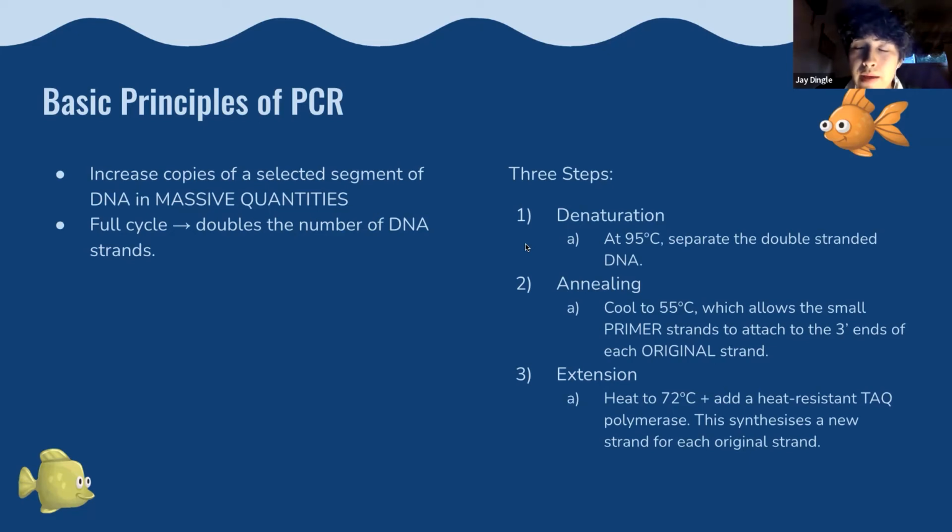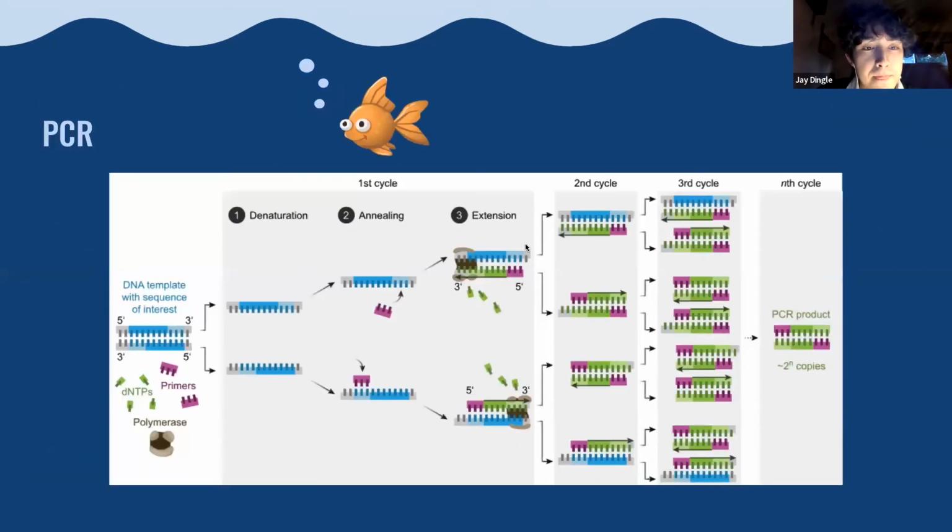We then have a process called extension where we reheat it up to 72 degrees, as well as adding a heat-resistant polymerase known as TAQ, and this helps to synthesize a new strand for each individual strand. So TAQ is the preferred polymerase here because it works quickly at high temperatures, and also it will use the primer as the starting point, which we want. So let's have a look at a diagram.